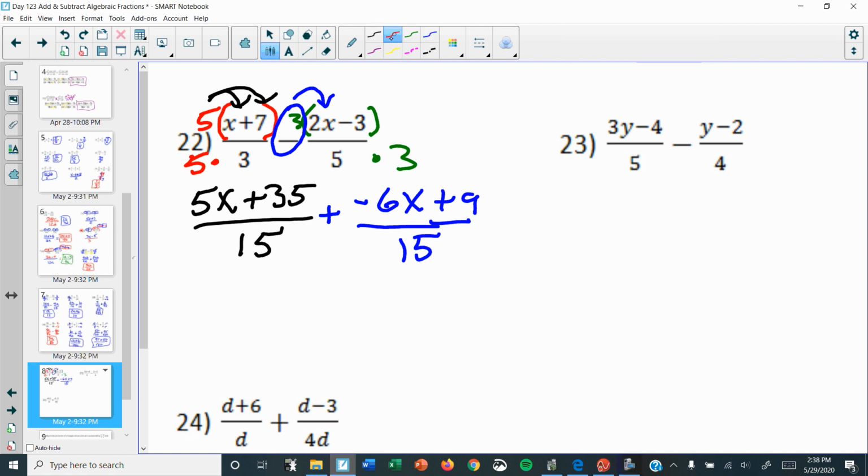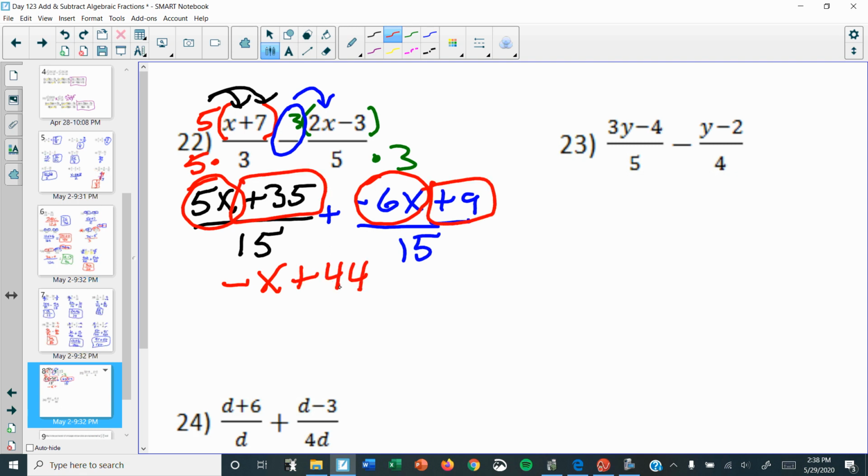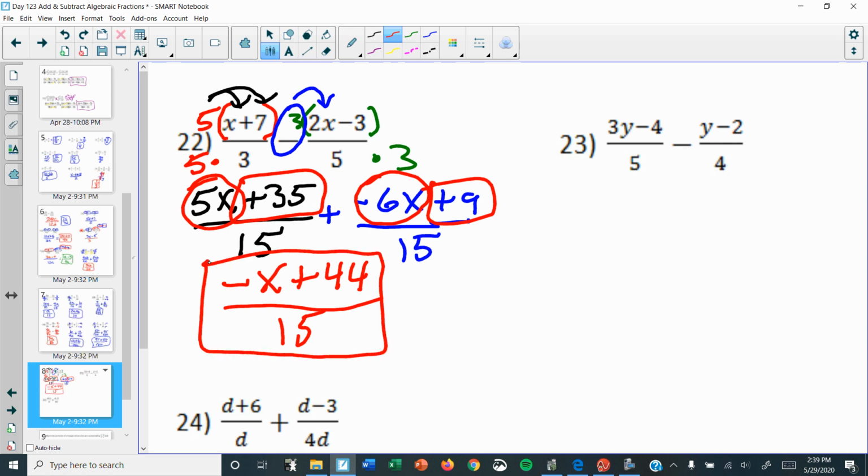And now we combine like terms. 5x minus 6x is negative 1x, or just negative x. 35 plus 9 is 44 over 15. Not a pretty answer, but it is the answer.